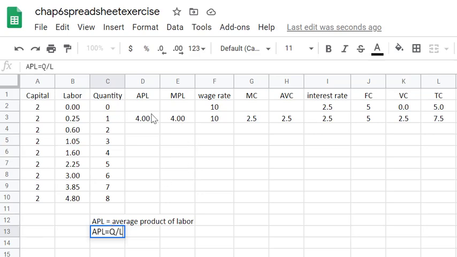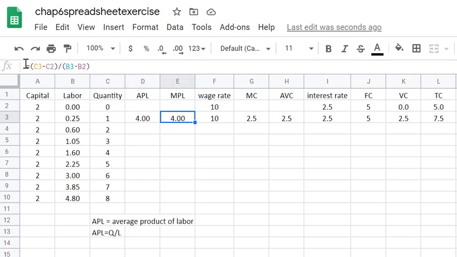If you look at the formula here for APL, you can see that it is total quantity of output, C3, divided by total amount of labor input, B3. So you can generate the total amount of output produced by 1 unit of labor on average. That's APL. Then what about marginal product of labor?